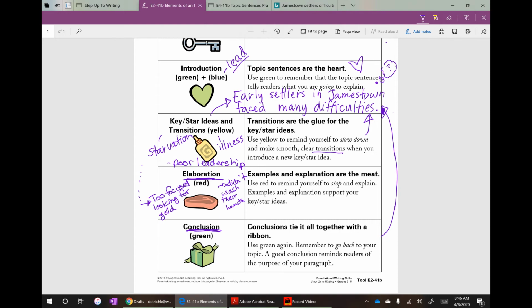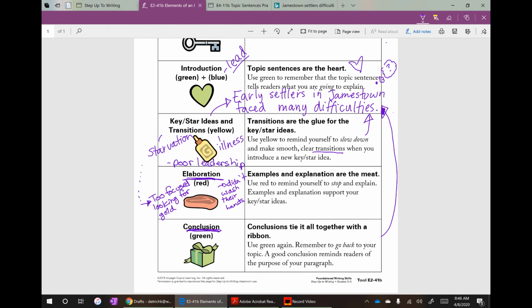were always sick and hungry and nobody would tell them what to do to make it better. Notice how I kind of use the same words and I connect it all back into what I talked about in my key star ideas and my elaborations, but I just did it really briefly. So, like it says, a good conclusion reminds readers of the purpose of your paragraph.